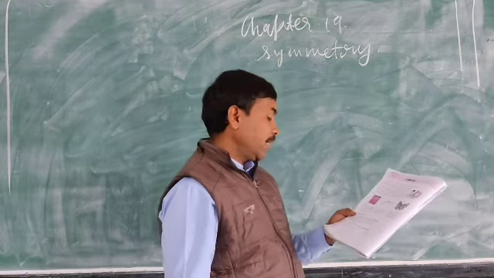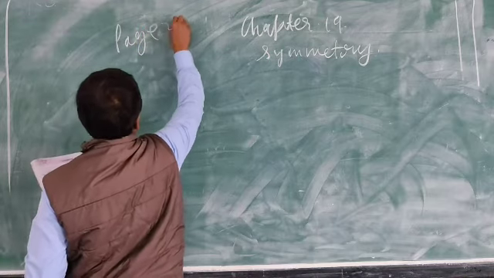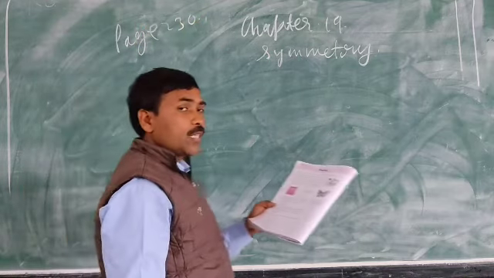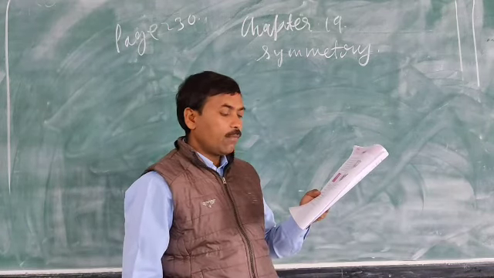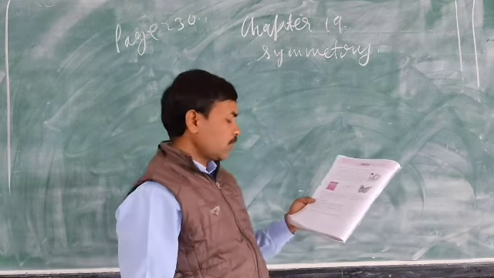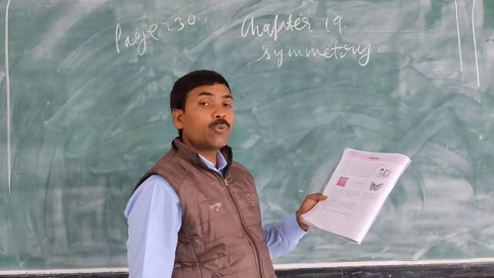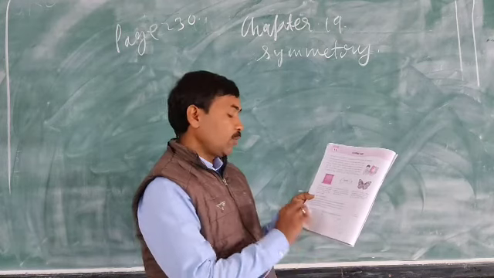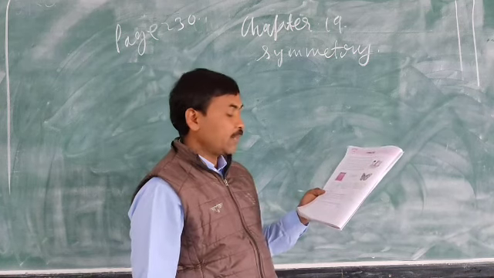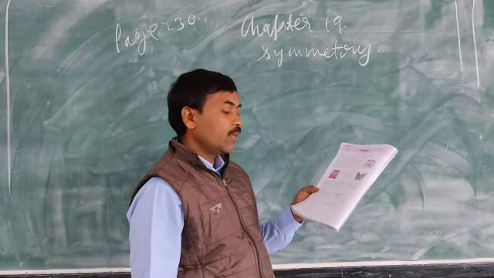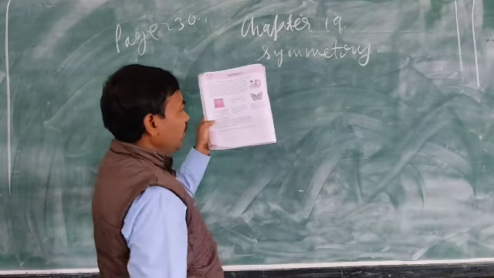And now come to the exercise on page number 230. The exercise should be completed in your book only. First one: pick and draw the axis of symmetry of the symmetrical figures. Here first is a rectangle, so the first one is a symmetrical figure. It has two lines of symmetry, one parallel to the length and another parallel to the breadth. The second is not symmetrical, so you can cross it. And the third one has only one line of symmetry like this. Here you can draw.